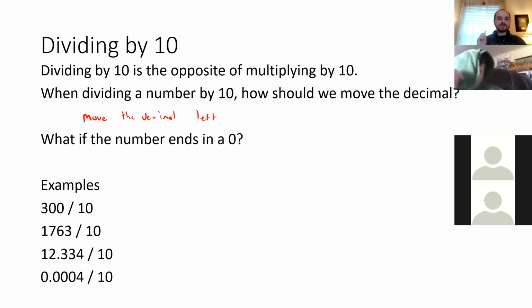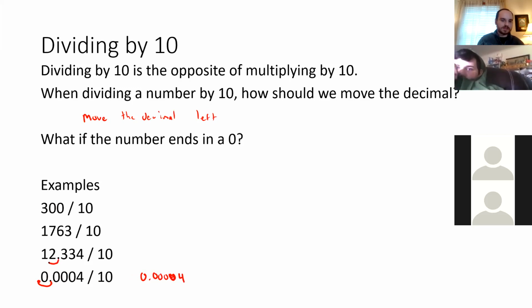Now, here's an interesting question. What if the number ends in a 0? So for these problems, we can just really easily move the decimal here. Boom. Now we have a 0 point. How many is that now? 1, 2, 3, 4 zeros. 4 zeros, and then a 4.